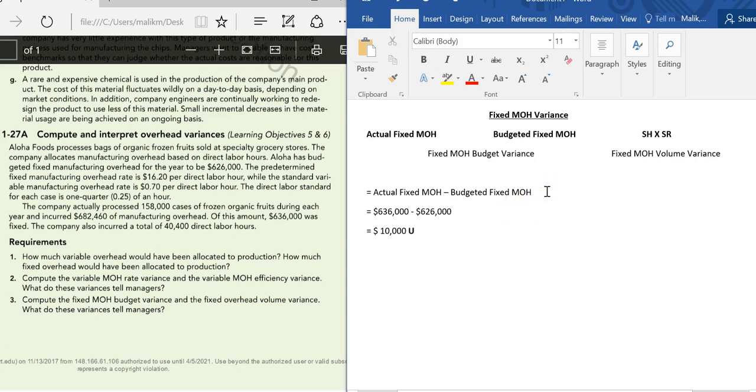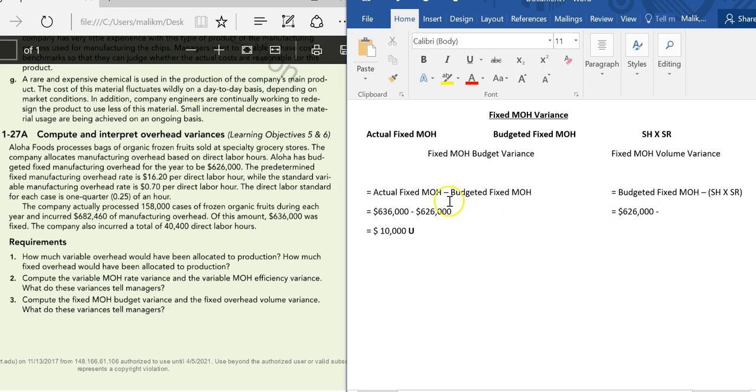Now let's try to do this last variance, which we call the fixed manufacturing overhead volume variance, and it is the difference between box number 2 and 3. In box 2 we have the budgeted fixed manufacturing overhead, and in box 3 it is the standard hour times standard rate, and again these are only for your fixed portion. Now the budgeted fixed overhead is already given here, 626, which we also used for our first variance. So I'll write it down here, 626. Now you need to find out the standard hour and standard rate. Remember, it's for the fixed portion.